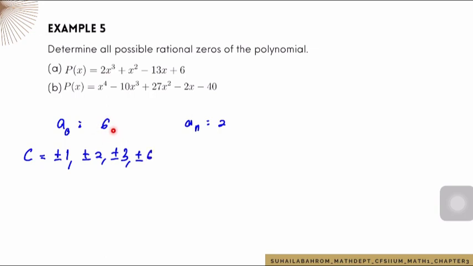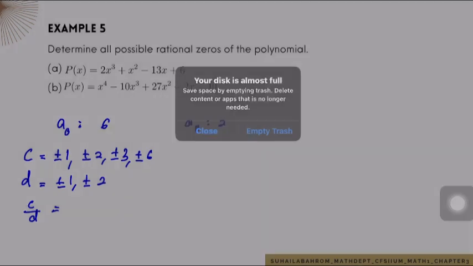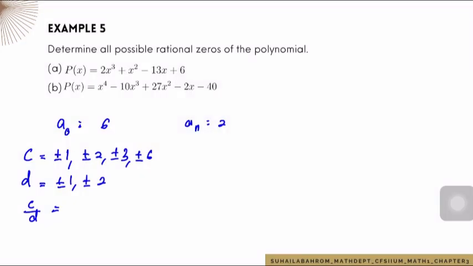A factor is a number you can divide by without getting a remainder, that is, the remainder is 0. And then the factors of 2, which is d, are plus minus 1 and plus minus 2. Therefore, by the rational zeros theorem c over d, every c you need to divide by d. For example, 1 divided by 1 gives plus minus 1 for the first rational zero, and then plus minus 2, plus minus 3, and plus minus 6.